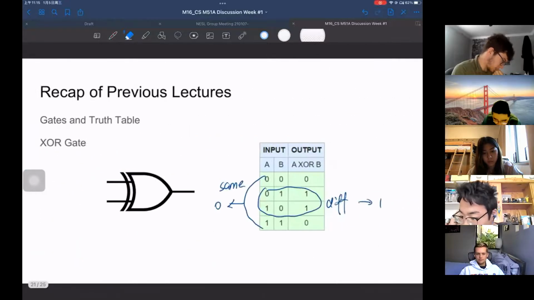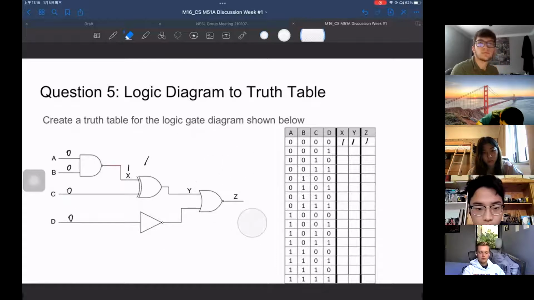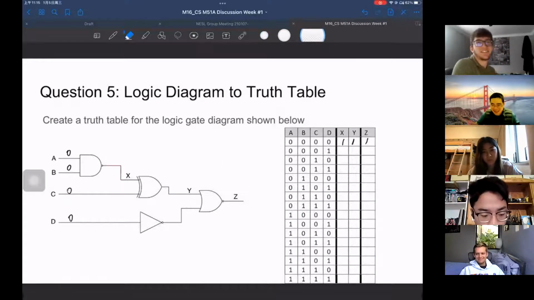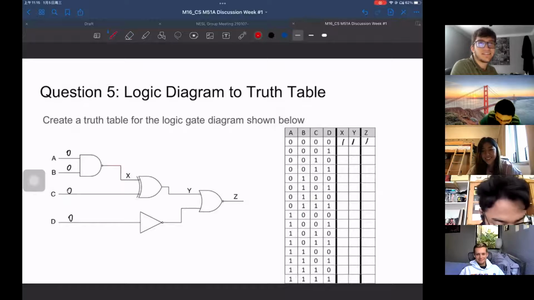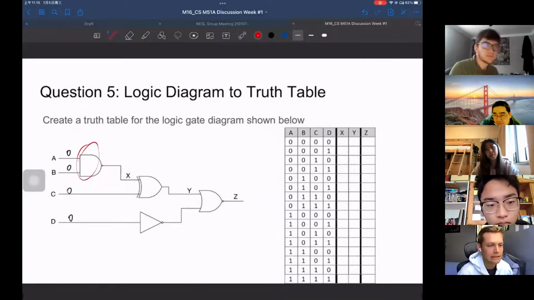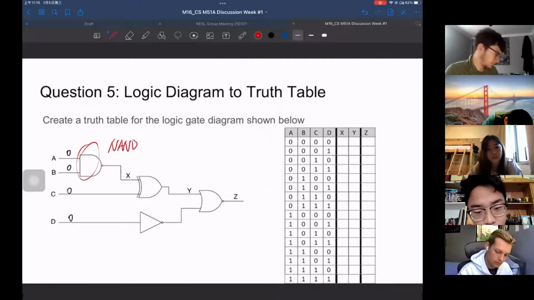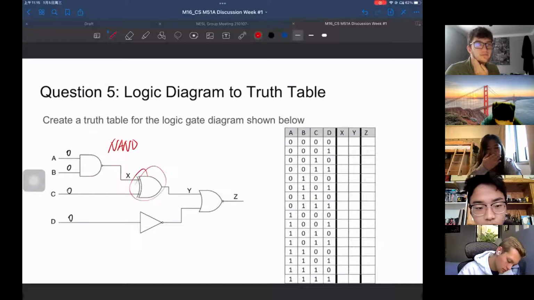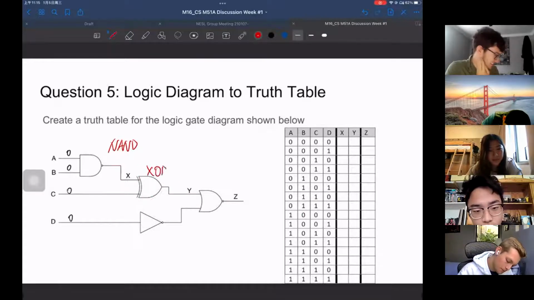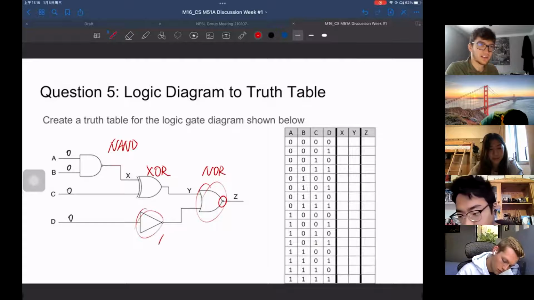Okay, so if we are good with this truth table, I can give you an example here. I don't want to give answers. So what's this gate? Can anyone tell me? NAND. Great, and what's this? XOR, however you say it. XOR. Good. This one? Watch out for here. NOR. NOR.